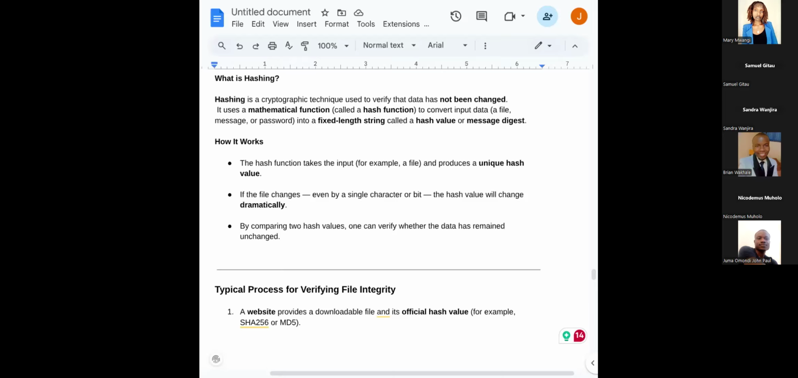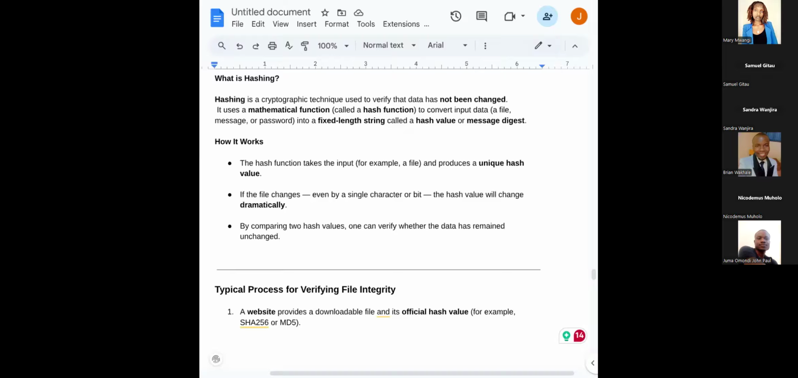So each and every software has their unique identifiable hash keys. Okay, thank you for that. So we want to verify that our data has not been changed. Remember that we want to ensure that our data has integrity.